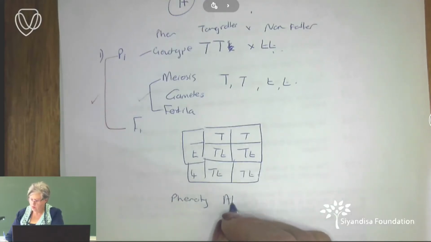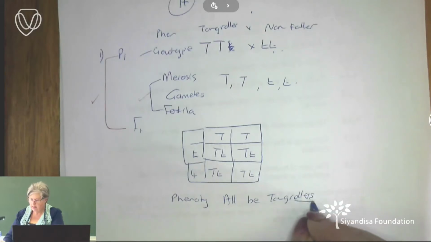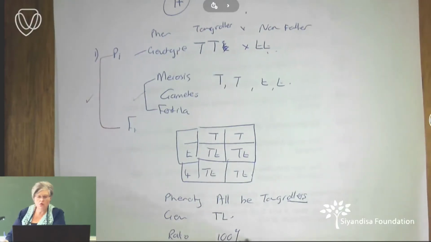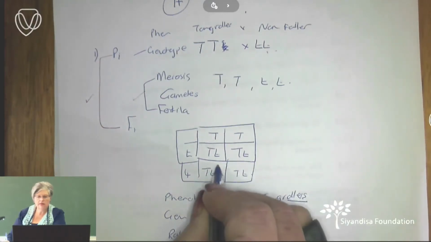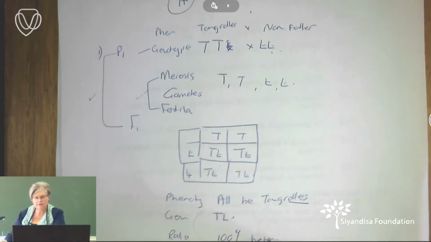They will all be tongue rollers. Okay. And what will my genotype be? My genotype will be small t, t. And what will the ratio be? The ratio will be 100%. Okay. All the individuals will be heterozygous, 100% heterozygous.